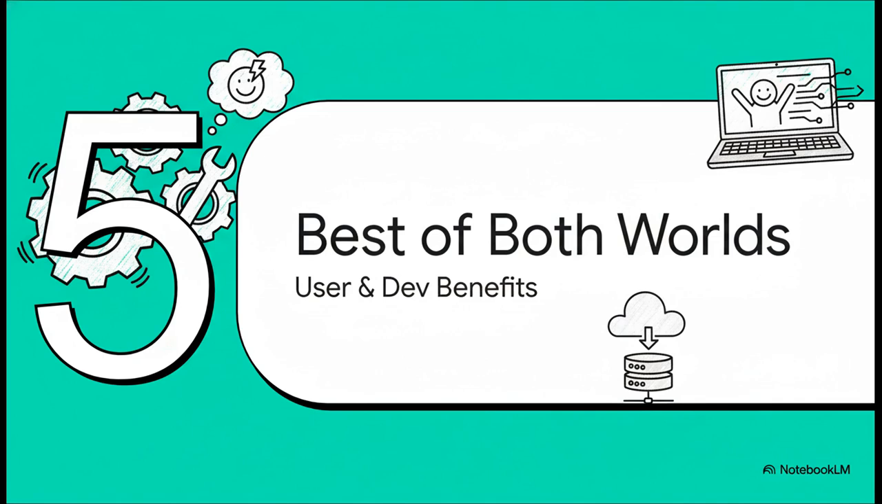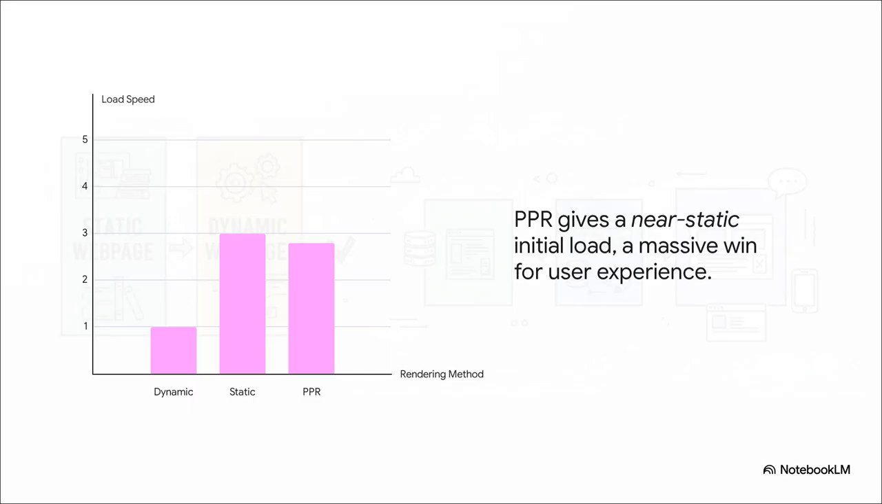And the result of this whole clever process is just a ton of amazing benefits, both for the developers building the site and, more importantly, for the people who are actually using it. The first thing you'll notice is the speed. I mean, this chart really says it all. A fully dynamic page can feel sluggish, a static page feels instantaneous, but look at PPR. It is nearly as fast as a purely static site. For the user, this means they see content on their screen almost immediately. And that is a massive win for user experience.